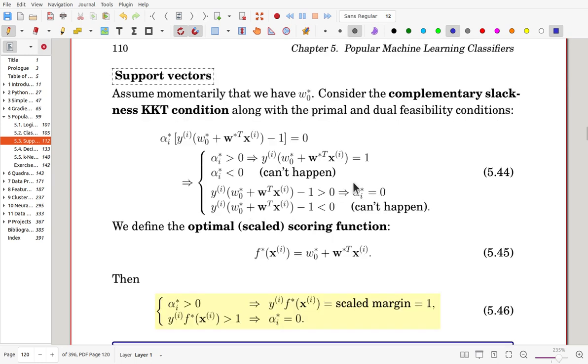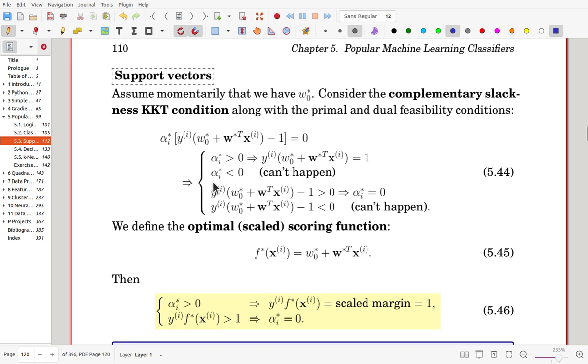Now let's see how to get W0 star. Again, we momentarily assume we have that, and we consider the complementary slackness condition. We have this one, and out of that we can get that. Now we assume that value is already obtained. Then the complementary slackness is this equation. If alpha i is positive, then this part must be 0, so that is now 1.